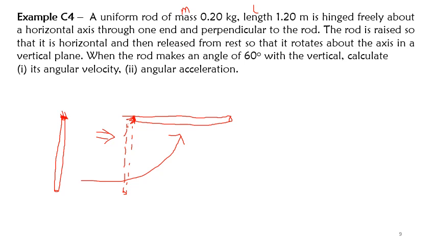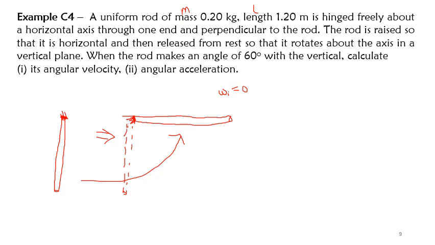Now, it is released from rest. At this position, it's now released from rest. So you have your initial angular velocity, which is 0. So it is released from rest about the axis in the vertical plane.